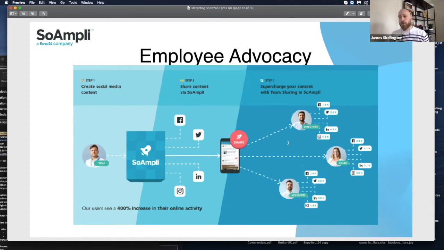But for us as Force24 and SoAmpli, we see our users have seen a 400% increase in their online activity. So that is engagement coming through from those channels. It's clicks coming from LinkedIn, it's clicks coming from Facebook and Twitter, and therefore coming through to our brand, where they learn to educate and understand us a little bit better.